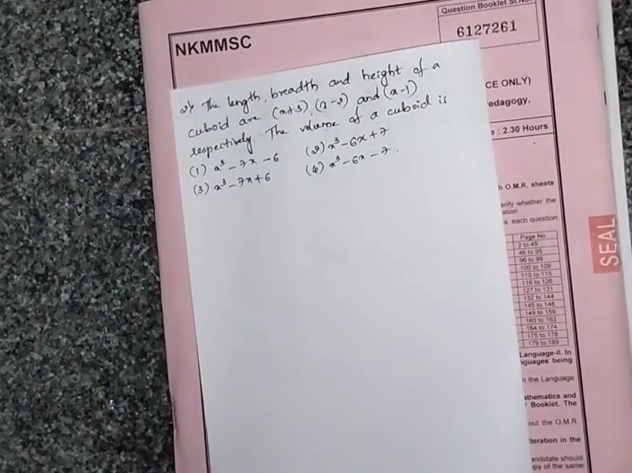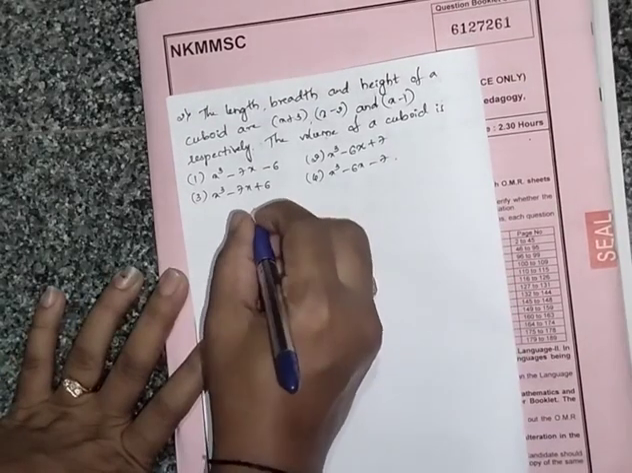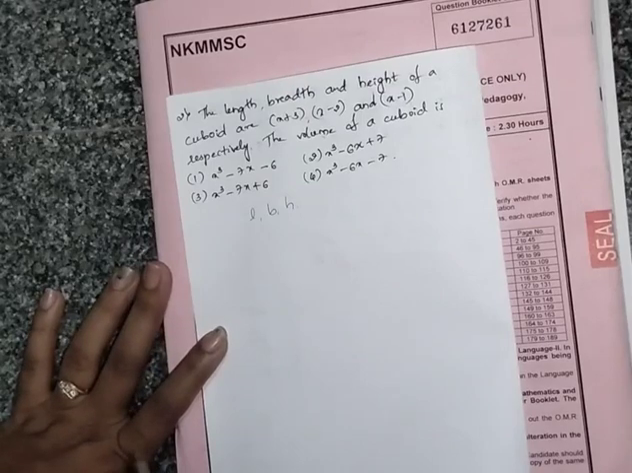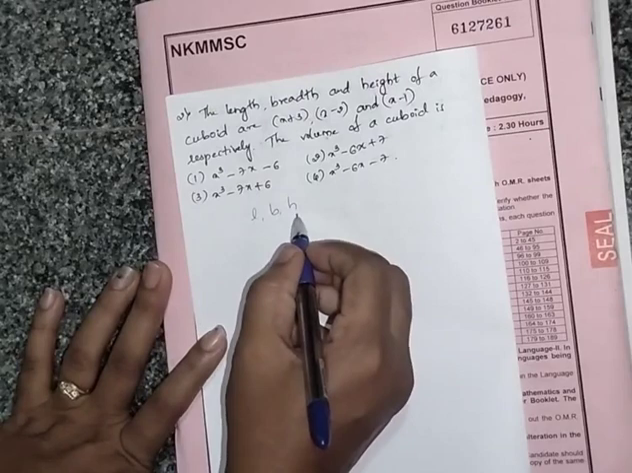So the second question is, the length, breadth and height of a cuboid are x plus 3, x minus 2 and x minus 1 respectively. The volume of a cuboid is, here they have asked us to find out the volume of a cuboid. That means first we need to go through all the basic formulas of geometry, which we learn from our 5th standard itself. So here cuboid means that it will have length, breadth as well as height. These are the representation of the length, breadth and height of the cuboid.